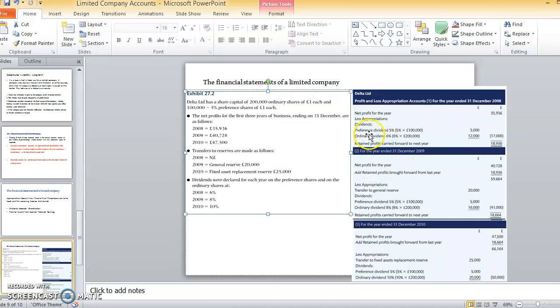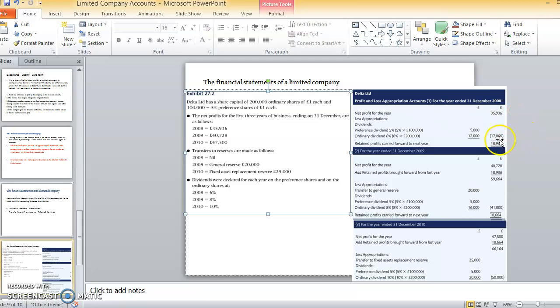Preference shareholders. So preference shareholders got a dividend of 5% on 100,000, that is 5,000. Ordinary dividend, it's given here, in 2008 it was 6%. So they got 6% on 200,000 ordinary shares, which is 12,000. See, ordinary shareholders, though riskier, in case of good times of a company, they get more profits than the preference shareholders. So total 5,000 plus 12,000, 17,000 was given as dividends.